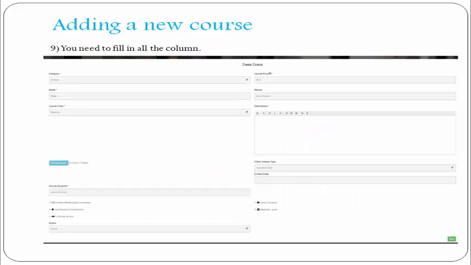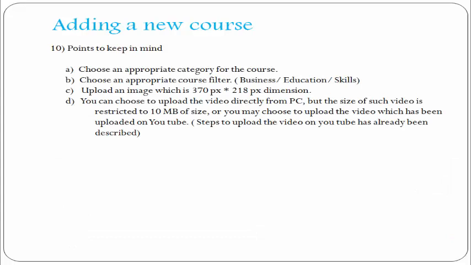On clicking the plus icon, you will get the screen as below, and you have to fill in all the information. You need to be careful while filling in this information. Please select an appropriate category for the course. Choose an appropriate course filter. The course filter has three options: whether it's a business related course, whether it's an education related course, or whether it's a skill course. You need to upload an image which must be 370 pixel by 218 pixel in dimension.